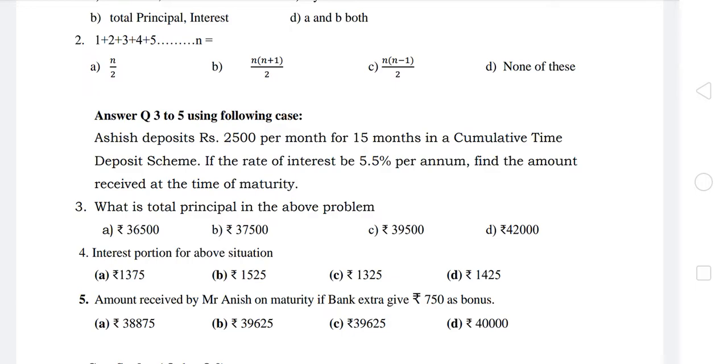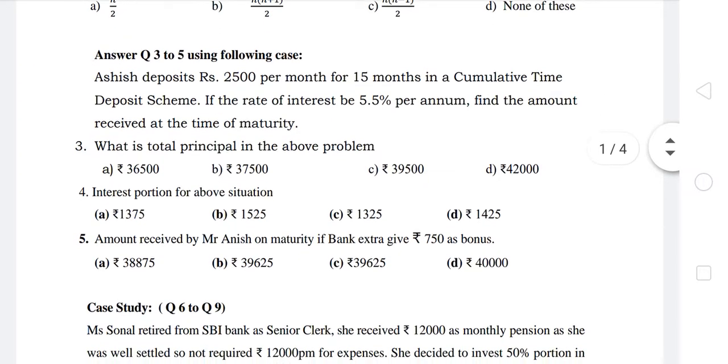Then answer questions number 3 to 5 using the following case. Here one question is given. On the basis of this question, you have to calculate answers 3, 4, 5. The question is, Ashish deposits rupees 2500 per month for 15 months in a cumulative time deposit scheme. If the rate of interest is 5.5% per annum, find the amount received at the time of maturity.